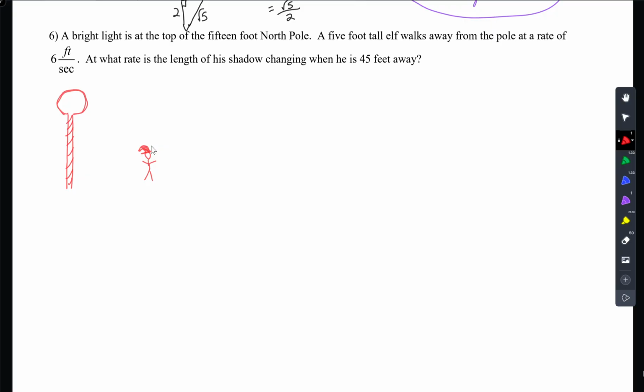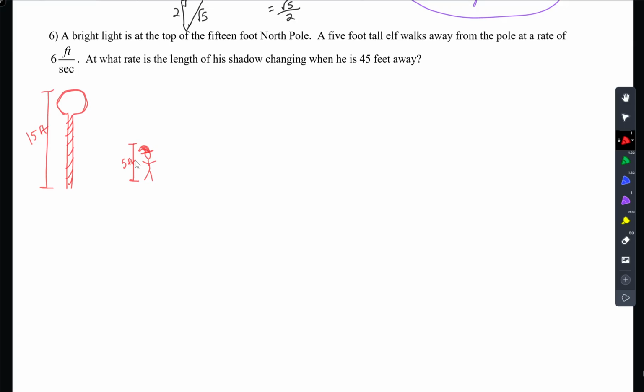Okay, wait. I have to do the first sentence. Bright light is at the top of a 15-foot North Pole. Is 15 changing or no? No. So you can put 15 in there. 15 is not changing. That's the key thing that everyone messes up. They put in numbers too soon. But the pole isn't growing or something, okay? Is the elf growing at this moment in time? No. We're going to say it's a full-grown elf just to keep things how it is.